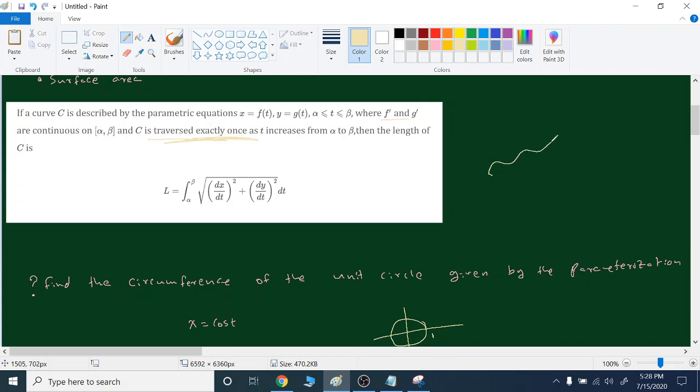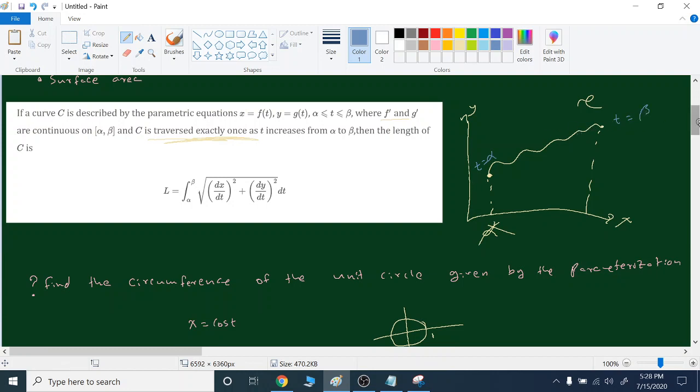If you have a certain curve in the x and y coordinates, and you need to find the arc length of this curve, then this alpha and beta are not the starting point and the end point of the x-axis, right? They will be a different number, but this alpha and beta represent the corresponding parametric values for the starting point and the end point.